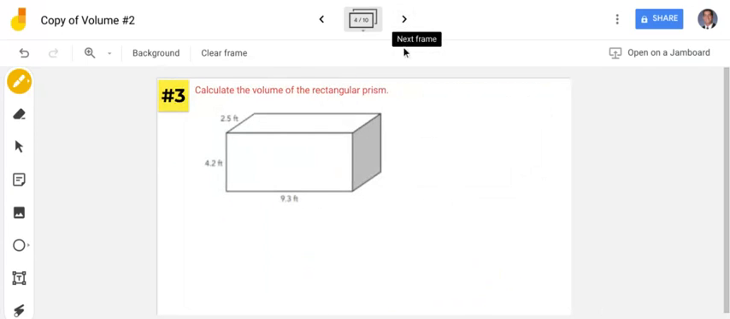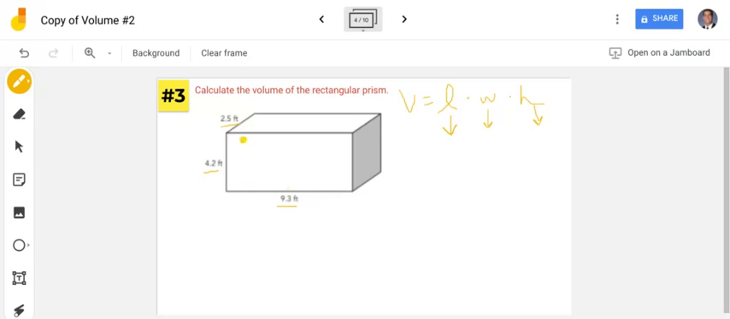Okay, number 3, volume of the rectangular prism. So I could say volume equals area of base times height, or length times width times height. Okay, you plug in the length. The length looks like it's 9.3. The width is 2.5. And the height, how tall is this? This is 4.2.